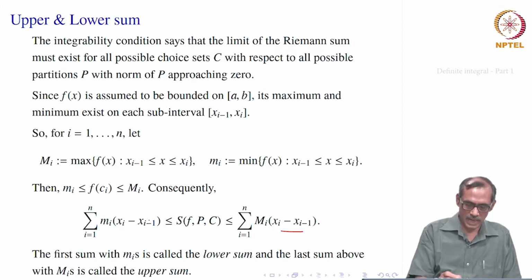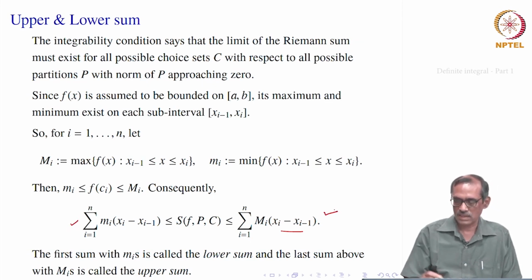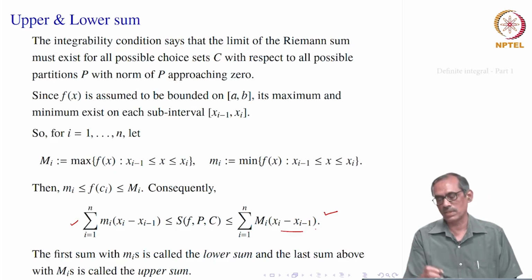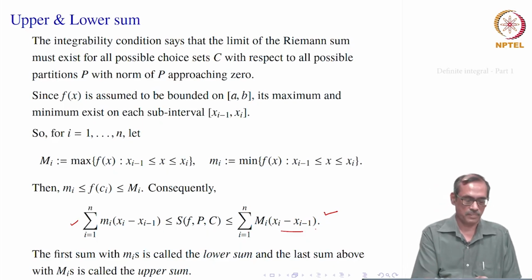So, let us give a name. We will call this left side the lower sum and the right side the upper sum. So, any Riemann sum you take lies between the lower sum and the upper sum. And in particular, you can choose c I's to make it equal to the lower sum. You can choose possibly different c I's to make it equal to the upper sum, that is also there.